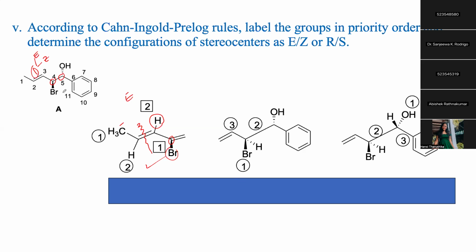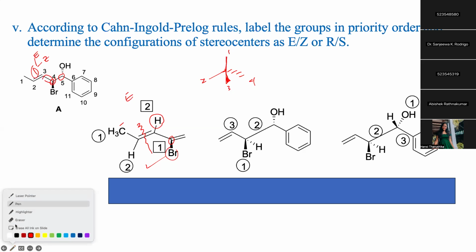Remember this: when you try to find out the R or S, make sure that you draw all 4 different groups around that carbon, including the least priority group, which is hydrogen. Since bromine is coming towards you in a tetrahedral setting, we know there are 1, 2, 3, 4 groups. If one is coming towards you and the other one is going away from you, then there will be 2 bonds on the plane. So we already have 2 bonds on the plane.